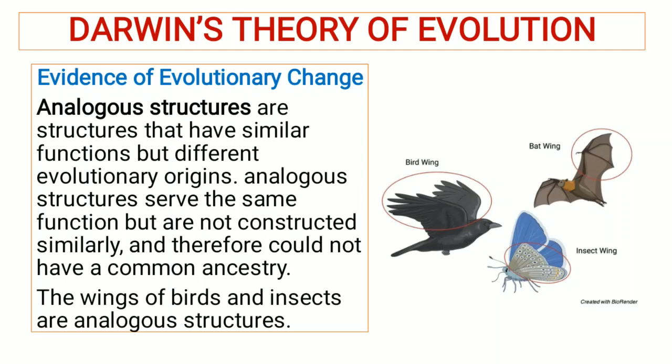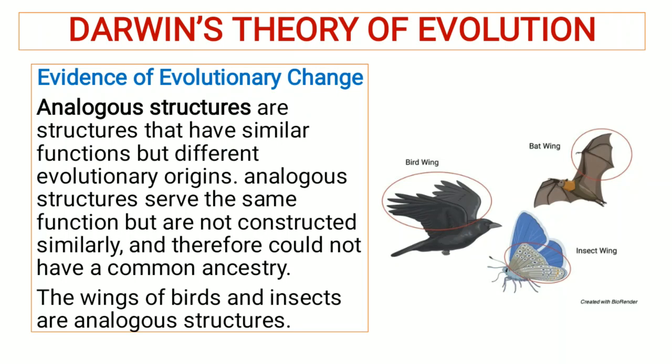Next are the analogous structures. Analogous structures are basically structures that perform the same functions, but they have different evolutionary origins. Okay, so homologous structures were those that have a common evolutionary origin and perform different functions, whereas analogous structures are the structures that have different evolutionary origins but perform similar functions.